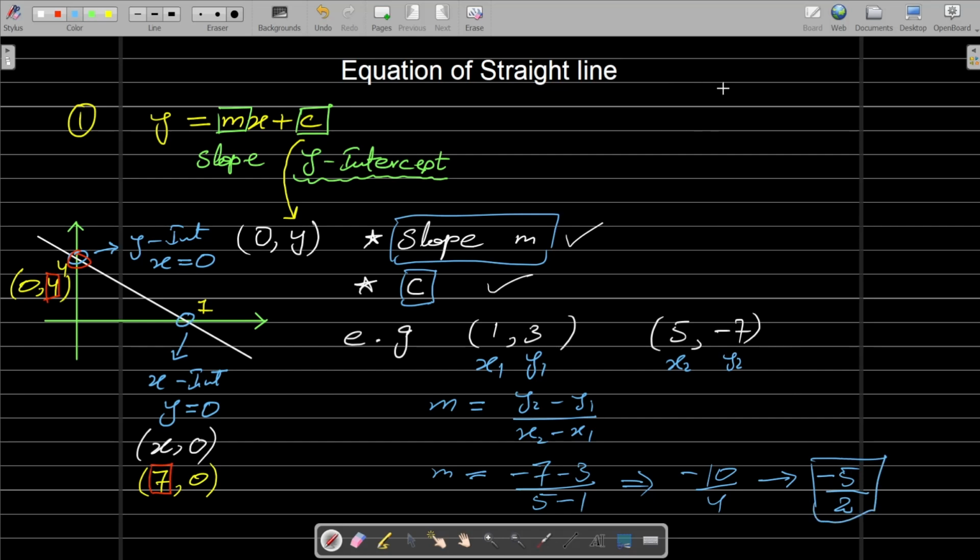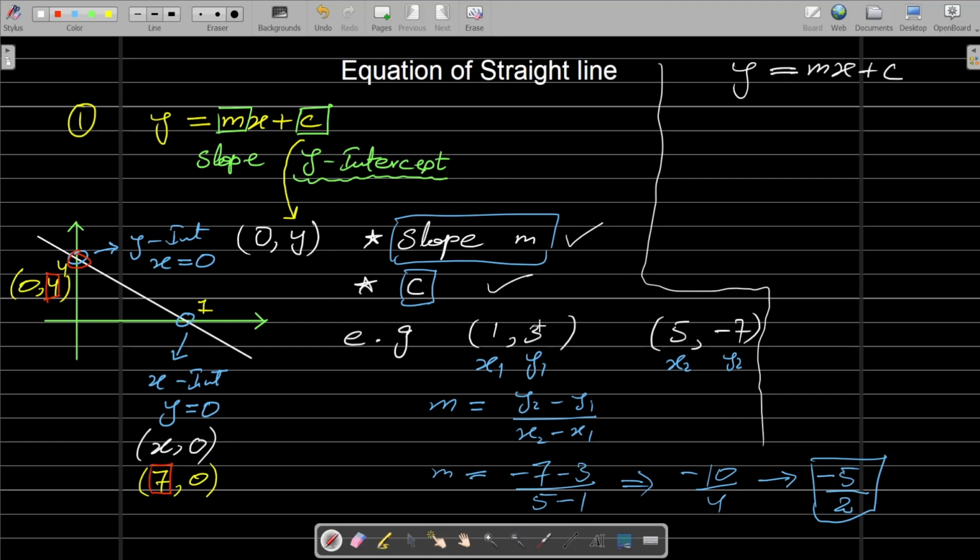Now I can find the value of c. How do I find this value of c? You can simply apply the formula y is equal to mx plus c, and then pick any one of these points. You can pick this point right here, or this point right here. Just to make things really simple, I am picking this point, but this is not the only case. You can pick whichever point you like.